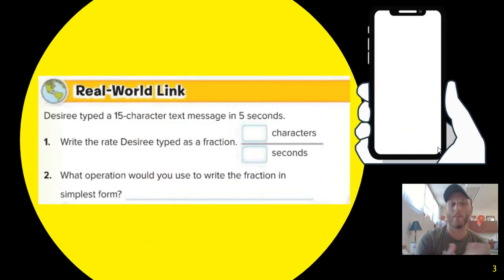Looking at this real world link here: Desiree typed a 15-character text message in 5 seconds. It says, write the rate Desiree typed as a fraction. All I would have to do here is write 15 characters over 5 seconds. Then, to figure out what the rate would be, we're going to use division to bring this to simplest form.